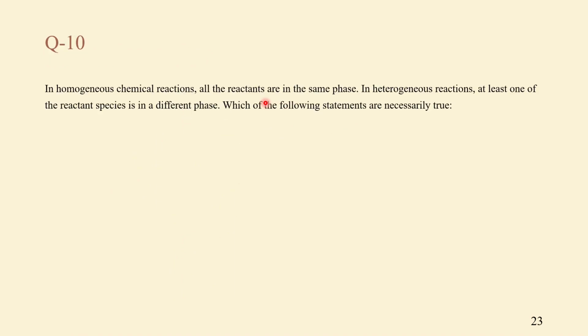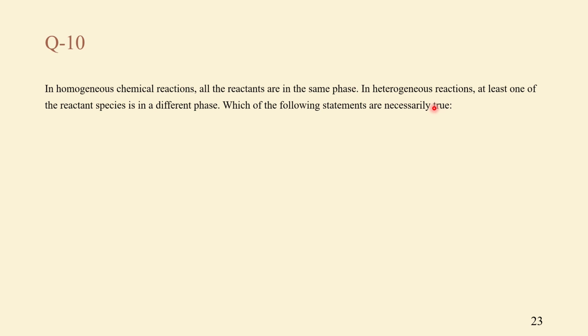Now we'll go to question 10. In question 10, it is given that in homogeneous chemical reactions, all the reactants are in the same phase. In heterogeneous reactions, at least one of the reactant species is in a different phase. Which of the following statements are necessarily true?